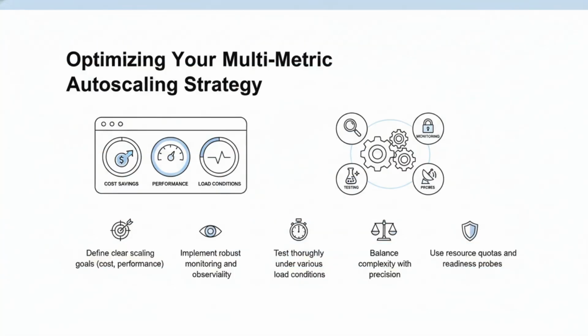Implementing multi-metric autoscaling requires careful planning. First, define clear scaling goals. Is it cost savings, performance, or both? Monitor everything. You need robust observability to validate your scaling logic and identify unforeseen interactions. Test thoroughly under various load conditions to fine-tune your thresholds and avoid oscillations or thrashing.